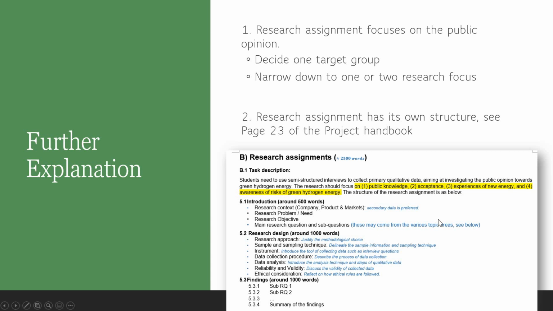The second part is about the methodology. It is the research design. In this part, we expect you to justify what your research approach is and why you use it. In order to write about your research approach, you can read the textbook, the Saunders book.